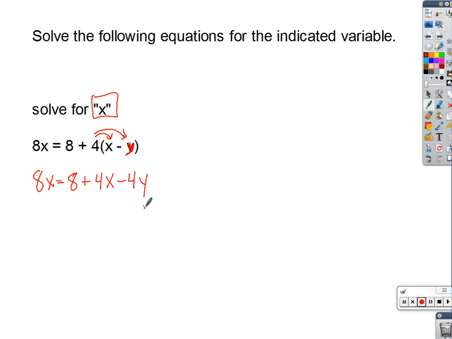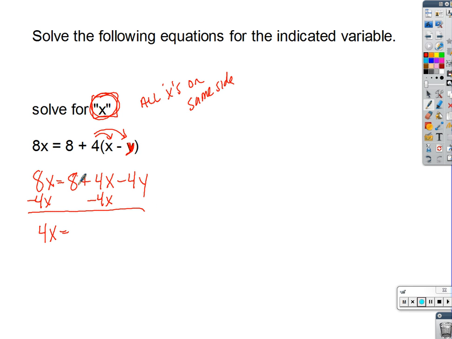Now we're trying to get the x by itself, which means you want to get all the x's on the same side of the equal sign. It doesn't matter which direction you move them, but I'm going to subtract 4x from both sides because I have less over there. So 8x minus 4x is 4x equals 8. That comes down. That made a 0 minus 4y.